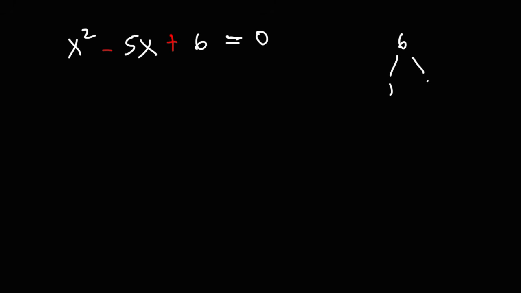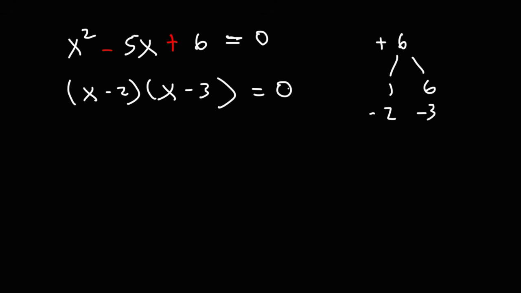If we divide 6 by 1, we get 6. If we divide it by 2, we get 3. Now 2 plus 3 add up to 5. But if we add two negative signs, it will add to negative 5. And negative 2 times negative 3 is still equal to positive 6. So to factor, it's going to be x minus 2 times x minus 3. So now that we've factored the trinomial, we can now solve the equation.